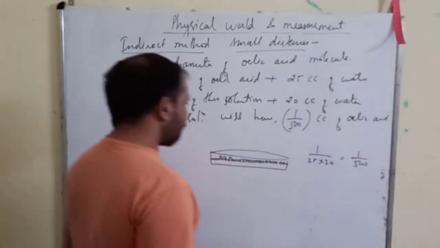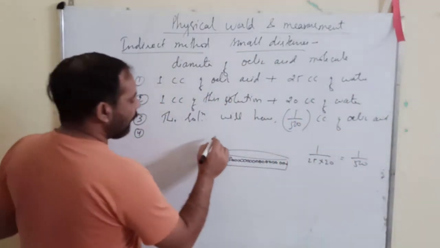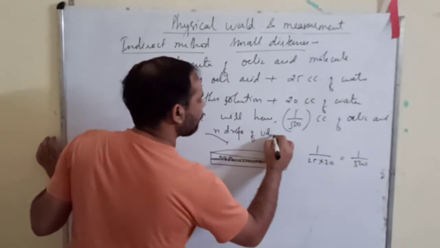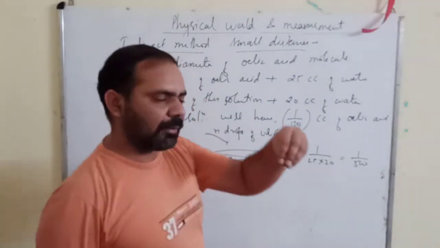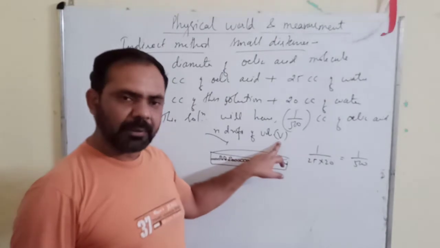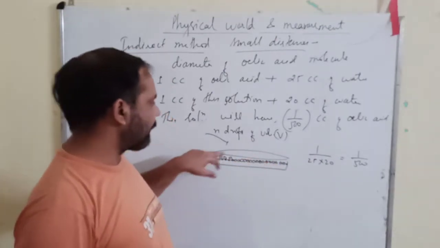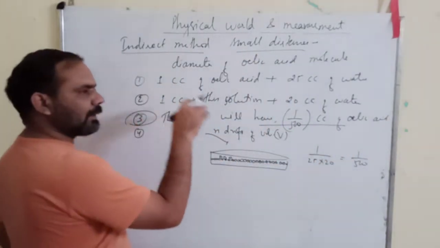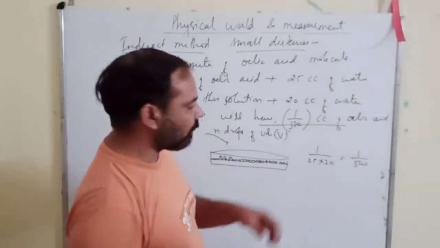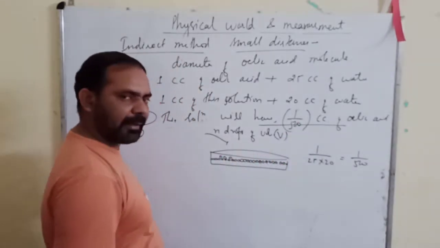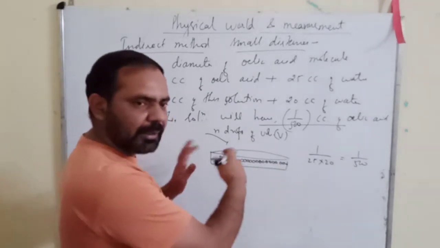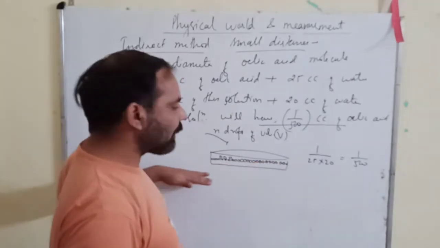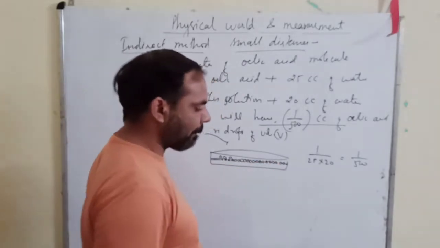Now the fourth step is n drops of volume V. One drop has volume capital V, and n drops are poured inside it. Which solution? The solution we got in the third step. N drops, each of volume V, are poured inside the broad vessel, and we let the solution settle down.